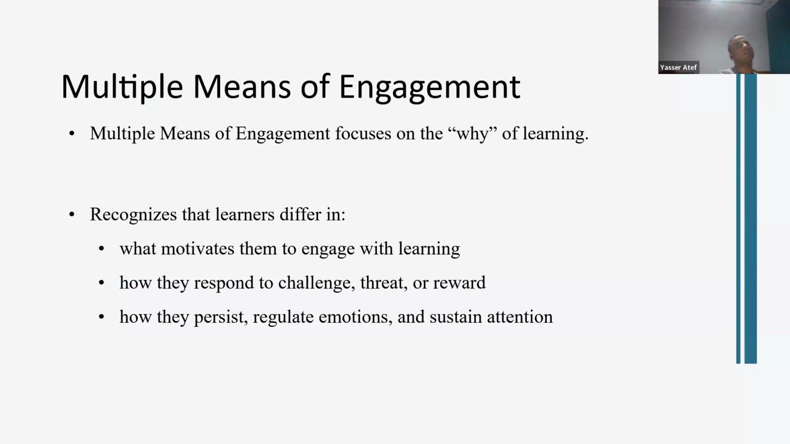The memorization part didn't make sense to me, and I didn't know why we were engaging in this. Also, the multiple means of engagement recognizes how students persist, regulate emotions, and sustain attention. This is important because if we're teaching something that doesn't make any sense, we're going to lose their attention span after like 5 or 10 minutes. And this also has to do with all disabilities: blind people, neurodivergent, any disabilities.